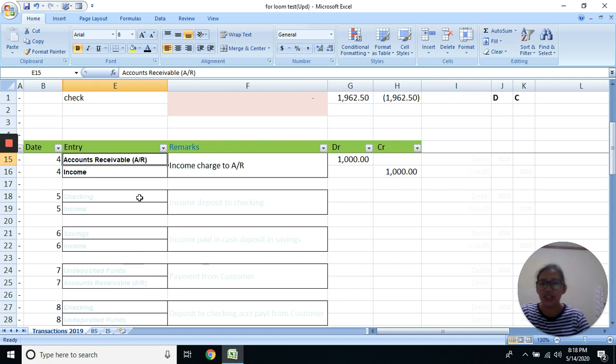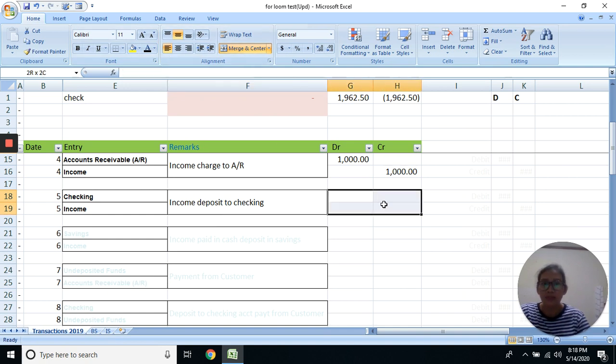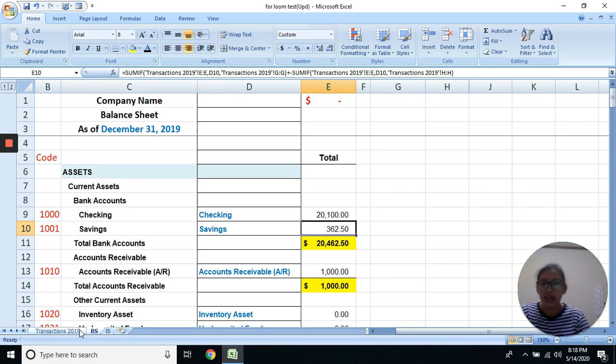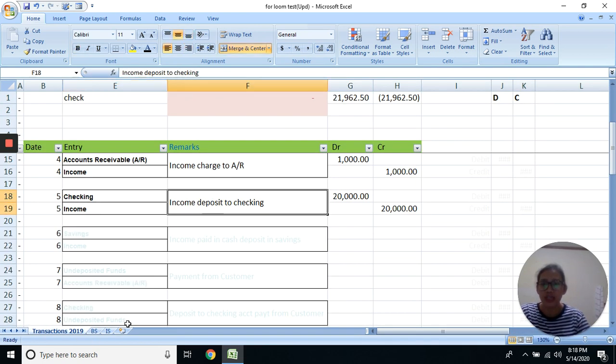The next entry, we have another income, the amount of 20,000 deposited to our checking account. So the checking account increases by 20,000 and the income increases by 20,000.